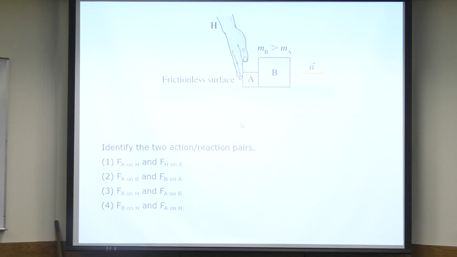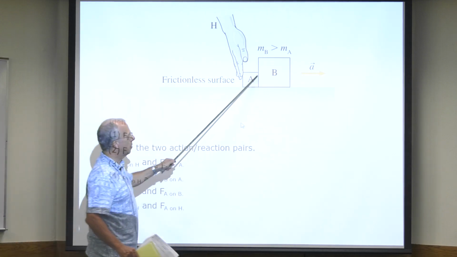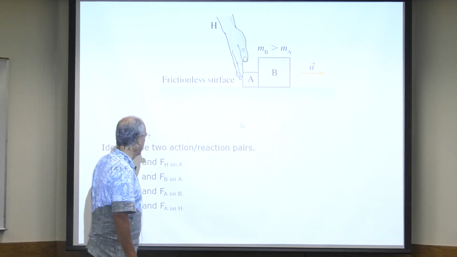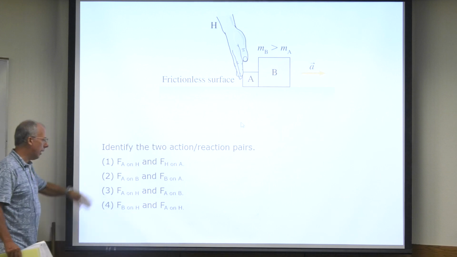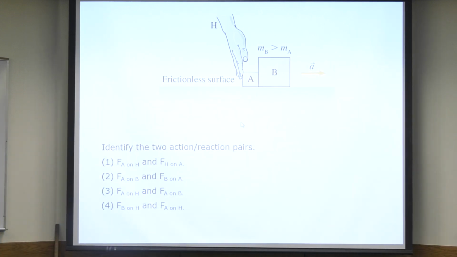Okay, I like this question. All right, so there's 2 questions. There's the easy one, and then there's the harder one. Okay, so here you have a frictionless surface. You have a hand pushing on A, and A pushes on B. Mass of B is greater than mass of A, and they accelerate. Okay, you ought to be able to do this without any thinking hardly at all. All right, so identify the 2 force pairs. So pause your video and figure out the 2 force pairs.